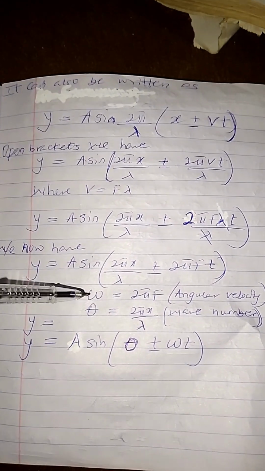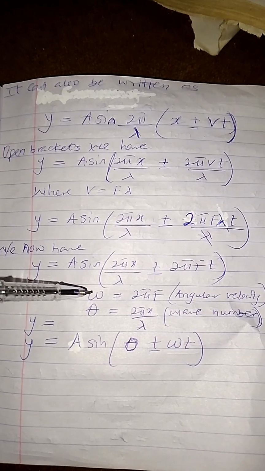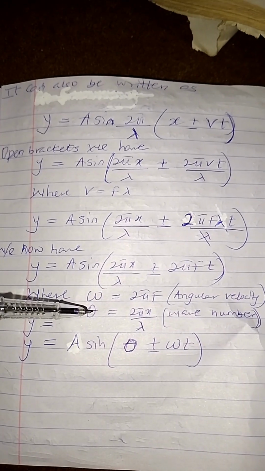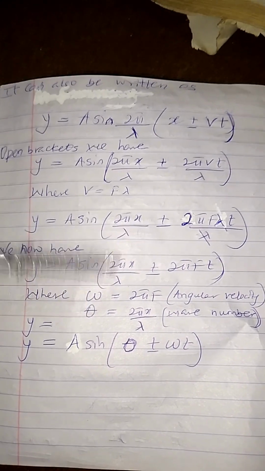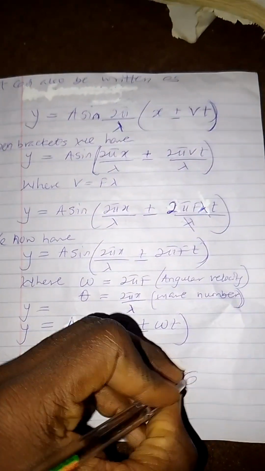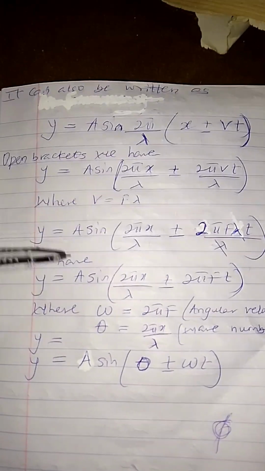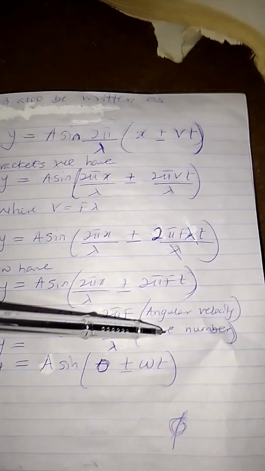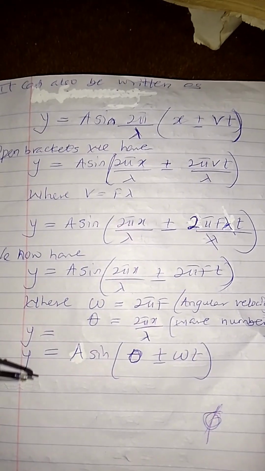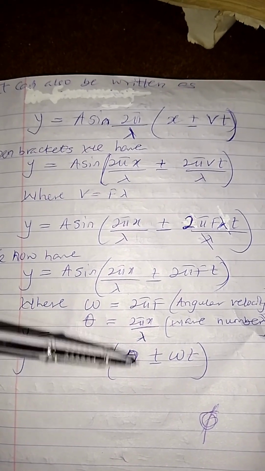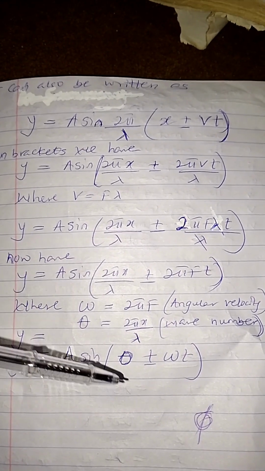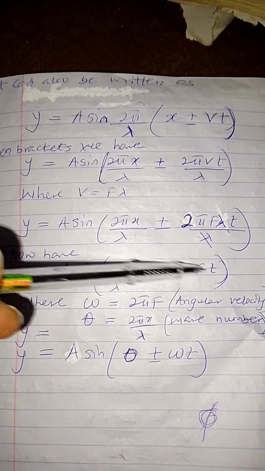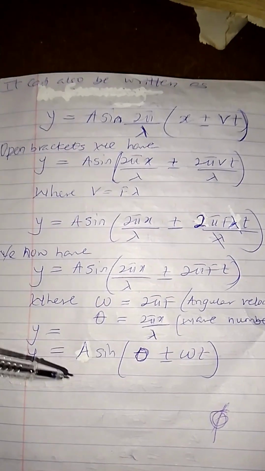Now we also know that omega is the angular velocity. Omega is equal to 2 pi f, and also phi or theta. I'm using theta; in your textbook it is phi. So they use phi, but let me use theta. So we know that theta is equal to 2 pi x over lambda, which is also known as the wave number. Then you have that y equals a sine open bracket theta plus or minus omega t. What I did was just replace this with theta and replace 2 pi f with omega, and this is also a wave equation.